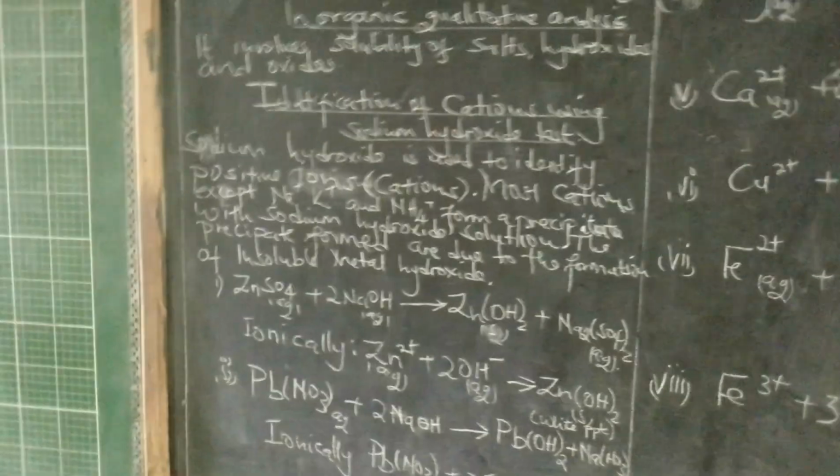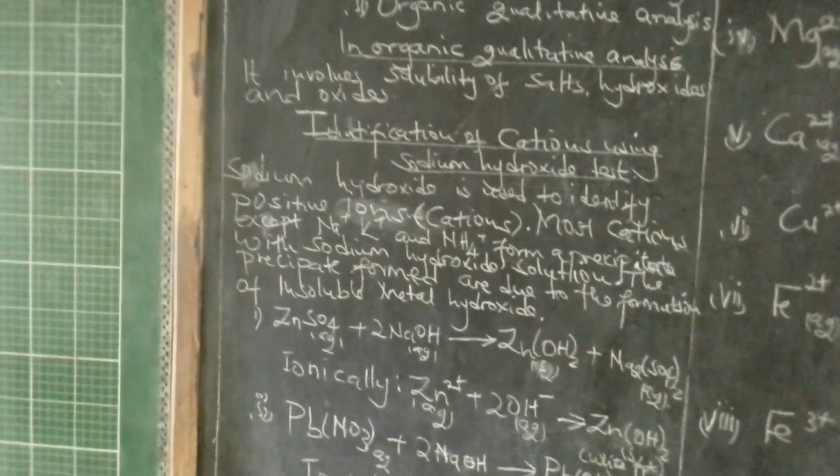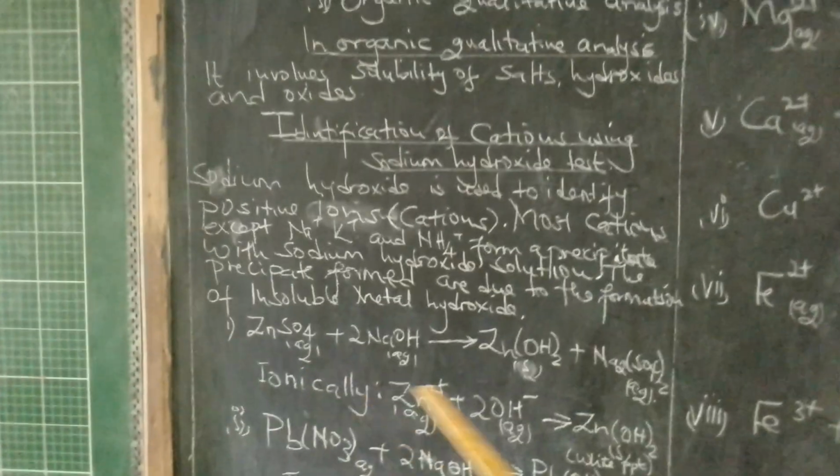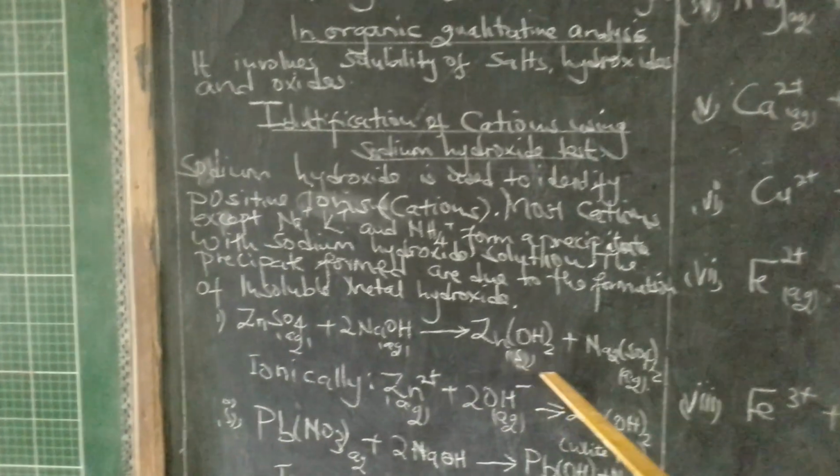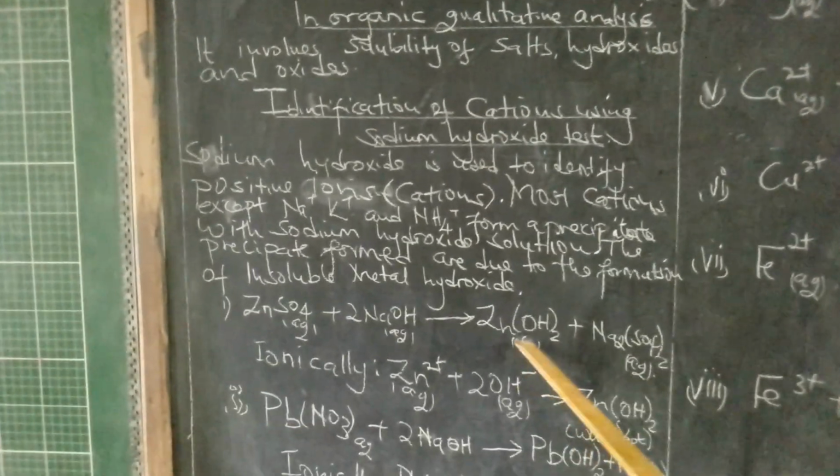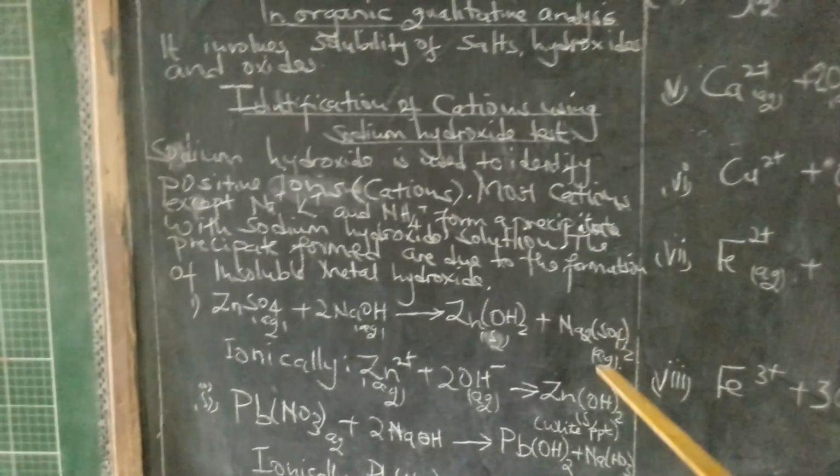So in this case, we have used sodium hydroxide. When a few drops of sodium hydroxide were introduced into the test tube that is containing zinc sulfate solution, these were the expected results that we found. We found zinc hydroxide, which is solid, and sodium sulfate, that is aqueous. So this one is aqueous, solid, aqueous, aqueous.